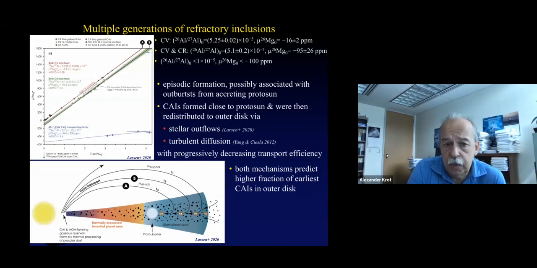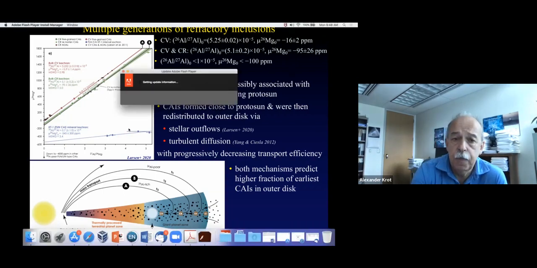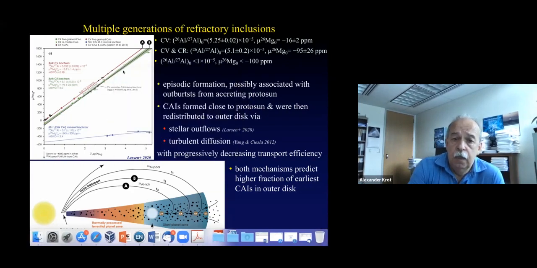There is another data set that was published in 2021, I think, or 2020, by the same group that produced the first bulk model isochron that was based on the measurements of refractory inclusions from CV chondrites. So in this case, they acquired the data for refractory inclusions from another chondrite group, CR chondrites.